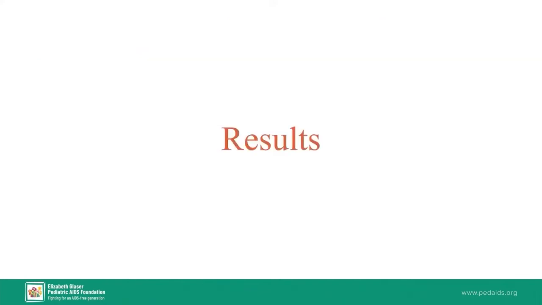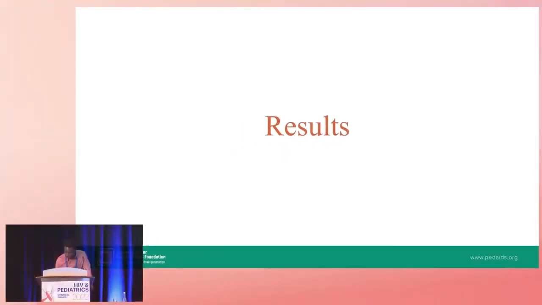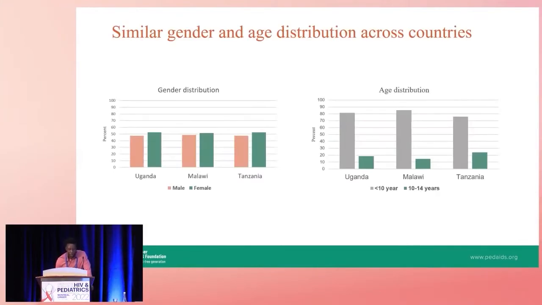2 minutes left. So moving to the results, we can see our sample had balance between gender and age distribution across the countries. And this is a graph showing the distribution of the HIV signs and symptoms for the 3 countries. We see that in Uganda and Malawi, the most common symptom was being sick in the last 3 months. But we can see that there was wide variation between countries in the symptoms.